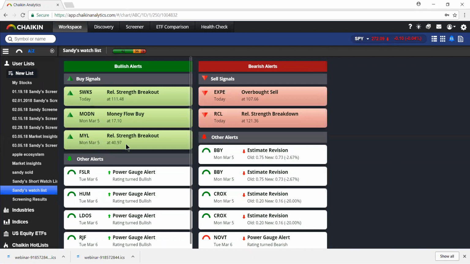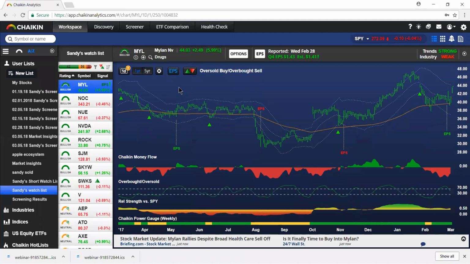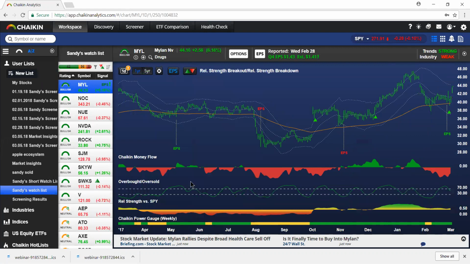But let's go into, say, Mylan, drug stock. Drugs are a very strong industry group right now. Let's look at this relative strength breakout, because I often buy from those triggers. Once that alerts view tells me, hey, now might be a really good time, I go check it out, and if everything else lines up, it's a good buy candidate.